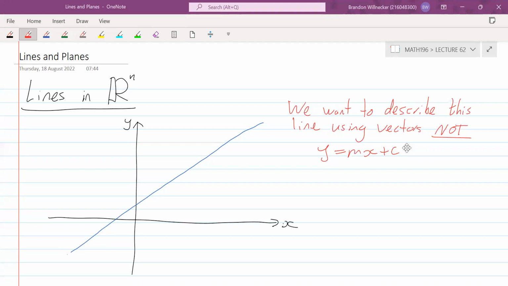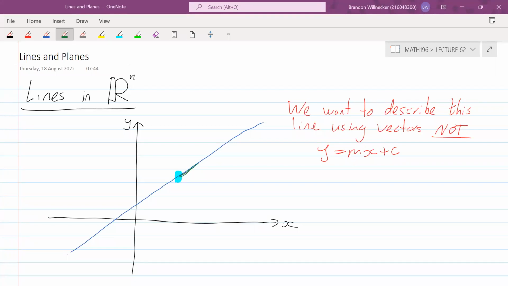Because we'll see that y equals mx plus c works in 2 dimensions, that's fine. However, if you want to describe a line in higher dimensions, like R3 or R4, we need a different way of describing it. So we're going to do that using vectors. The way we do that is we imagine that this line is passing through some special point. So let's say the point is over here.